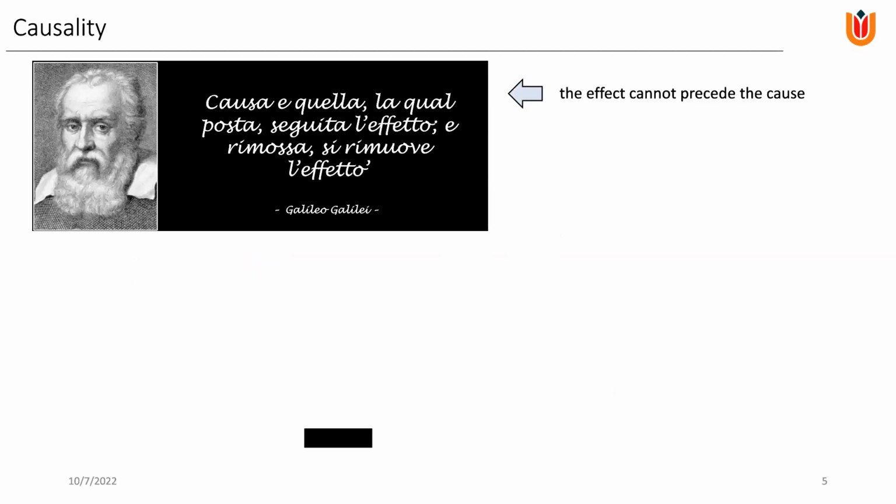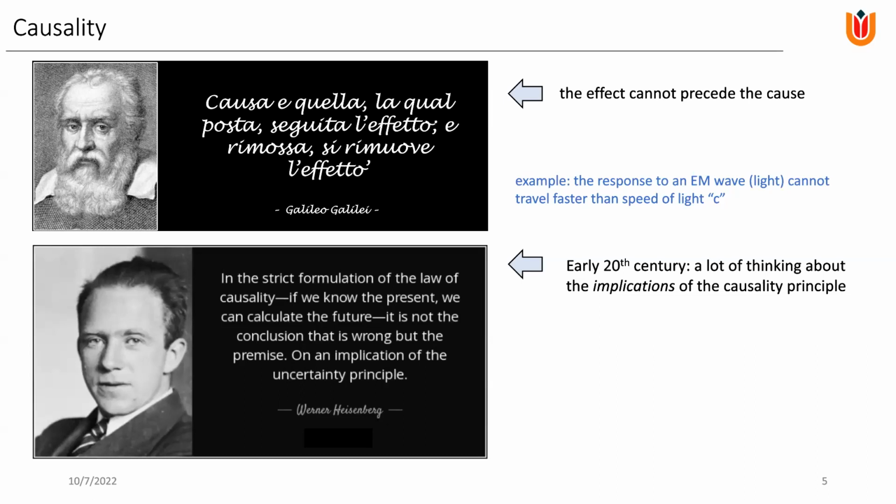So causality, as stated by Galileo, basically the effect cannot precede the cause. If you kick a ball, it does not roll before. So that has been still the way that people have looked at it, of course. But later on, in the 20th century, a lot of thinking went on about the implications of this causality, also in terms of the uncertainty principle. It's all discussions that we're going to skip now.